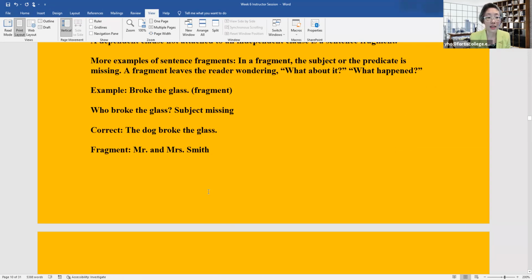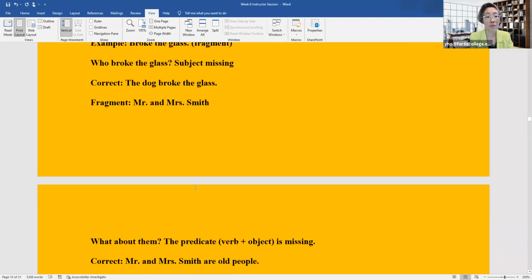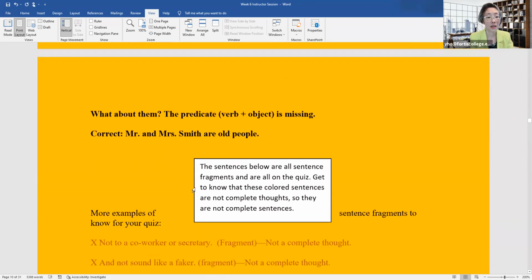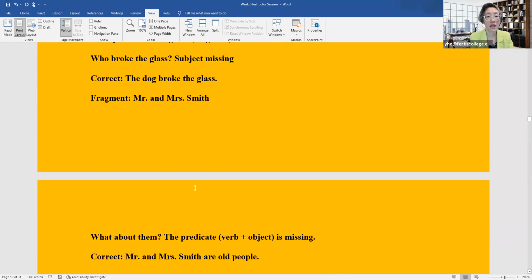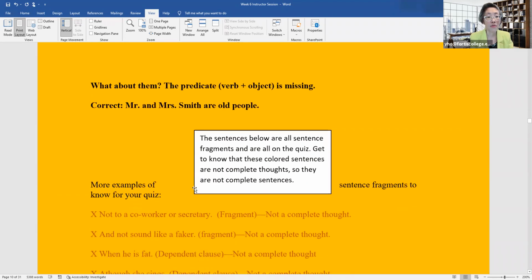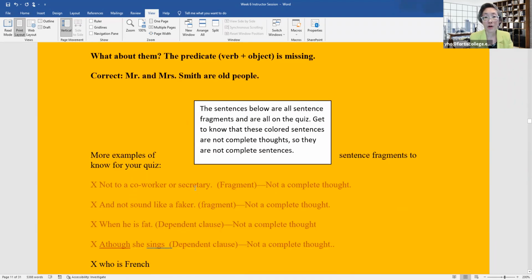Broke the glass. Who broke the glass? So the complete sentence is the dog broke the glass. Mr. and Mrs. Smith, that's a fragment. What about them? Mr. and Mrs. Smith are old people, so that would be the complete sentence.